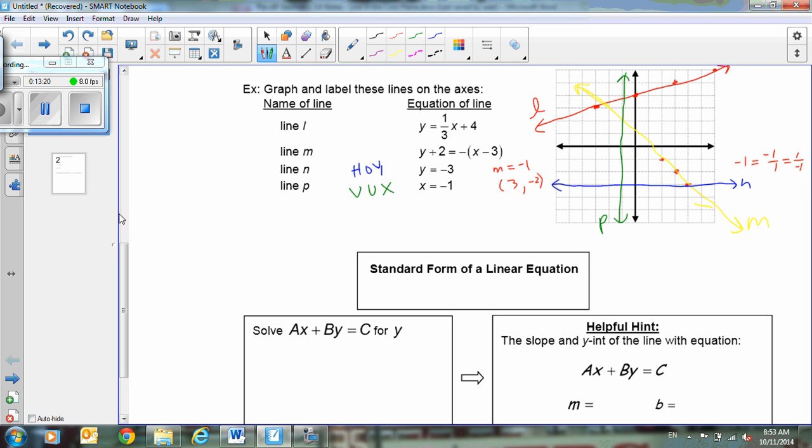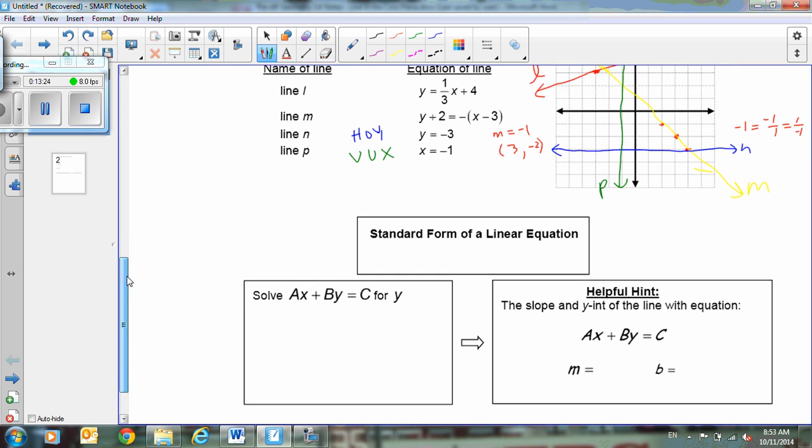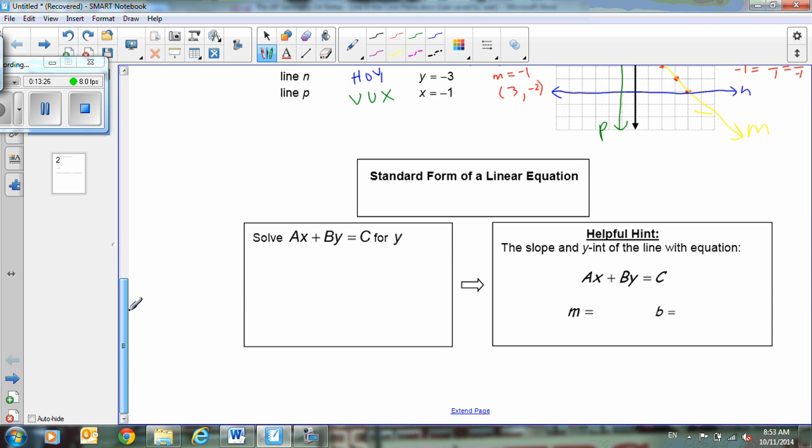Let's move on and talk about the third form of a linear equation that we'll study today, and that is standard form of a linear equation. It looks like this: capital A times x plus capital B times y is equal to capital C, where A is your coefficient of x, B is the coefficient of y, and C is your constant term.